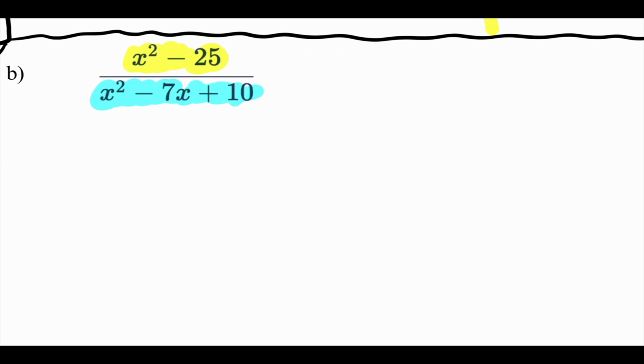Okay. Top is a binomial, bottom is a trinomial. So binomial steps. Does it have a GCF? Nope. Is it difference of squares? Does it fit into one of these guys? We haven't done this in a while. Right there, right? 25. It's got a squared. It's got a minus. Yeah. So it's going to be x minus 5, x plus 5.